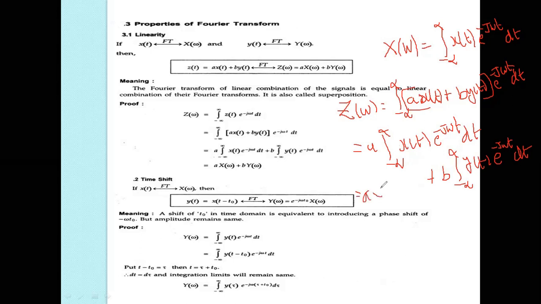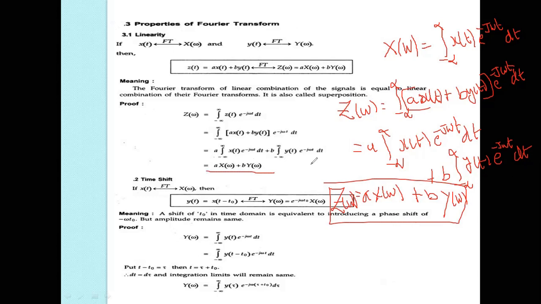So a into x of omega, plus b into, this is also the definition of the Fourier transformation with the signal y of t. So the frequency function is y of omega. So z of omega is equal to a into x of omega plus b into y of omega. Got it, my students?